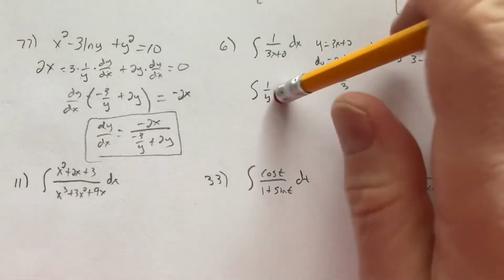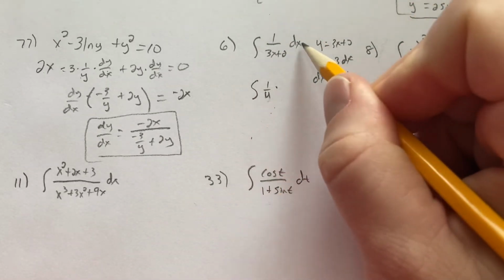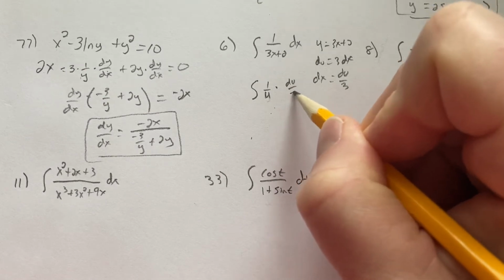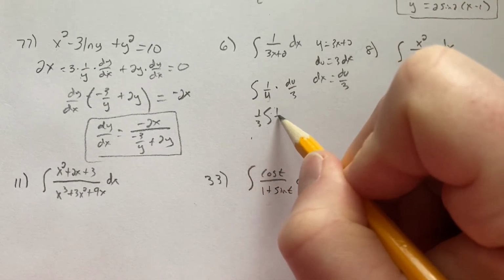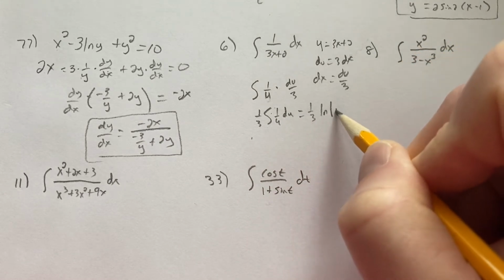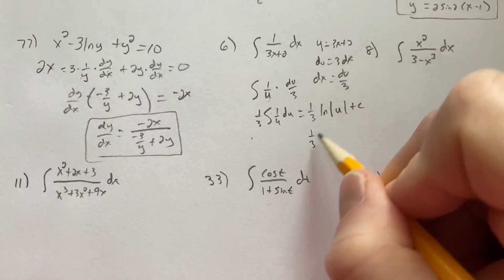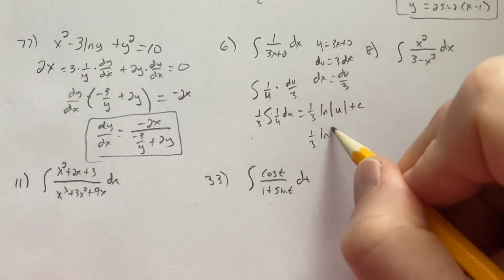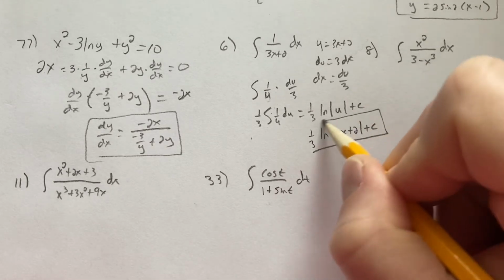I don't know why I'm writing a y there, sorry. 1 over u times dx, which is du over 3. So that 1/3 can come out front. Integral 1 over u du is going to be 1/3 natural log of the absolute value of u plus c. And then we do the re-subbing in. So put that 3x plus 2 back in. And there's our answer.